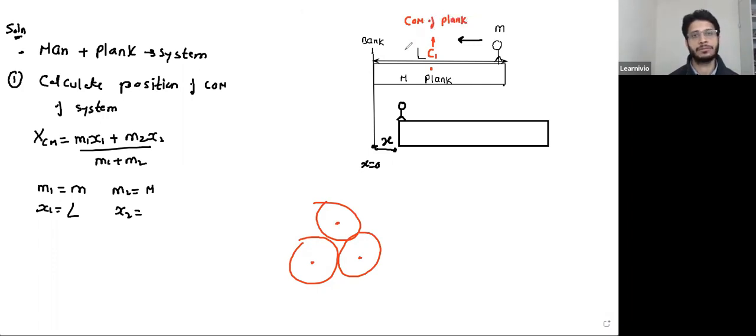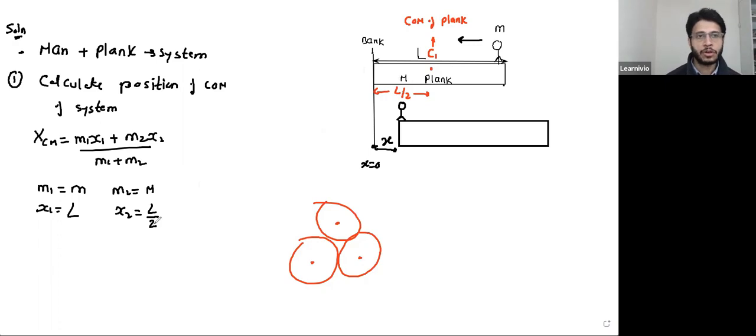So C1 will be equal to L by 2, right? C1 is L by 2. This C1 is basically representing the entire plank. So x2 is L by 2. Is it clear? Yes. Yes, sir.